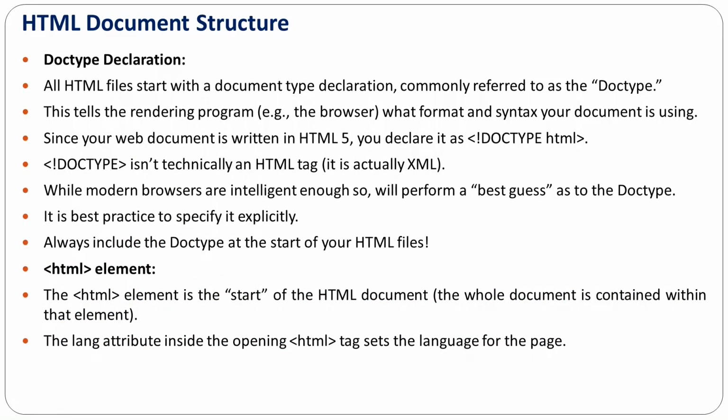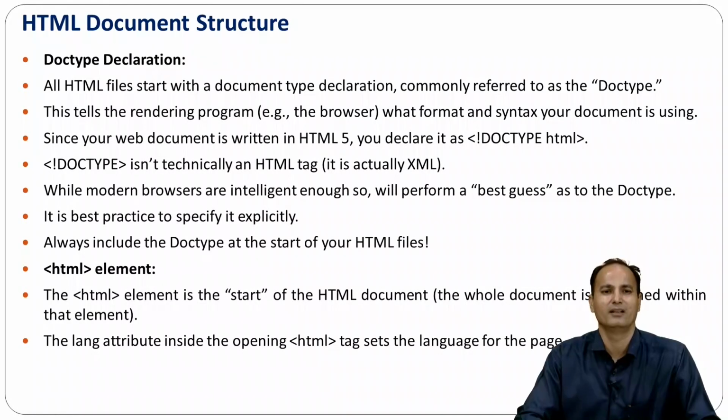Moving next to discuss the document type declaration. As I told you, it tells the browser what kind of HTML you are going to use to build your web page. Since your web document is written in HTML5, you declare it as doctype, exclamation mark, doctype html. Doctype is not technically an HTML tag, it's actually an XML-style declaration. While modern browsers are intelligent enough to make a best guess as to the document type, it is a best practice to specify it explicitly. Always include the doctype at the start of your HTML files. It is advisable to include it.